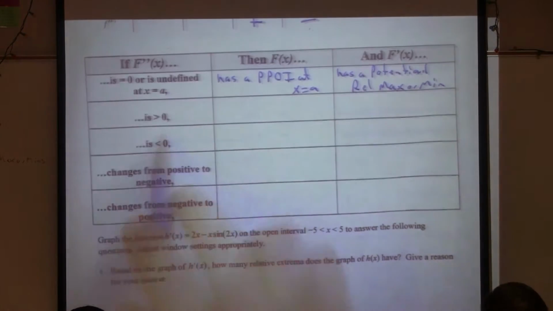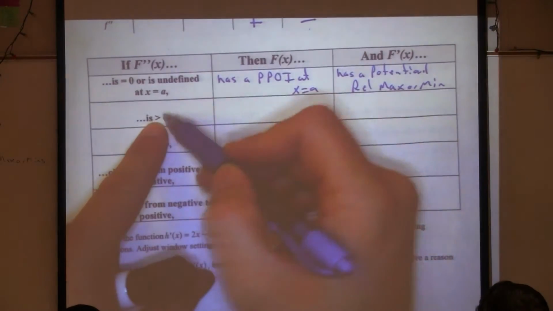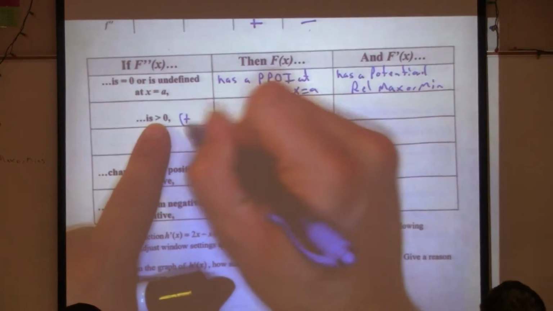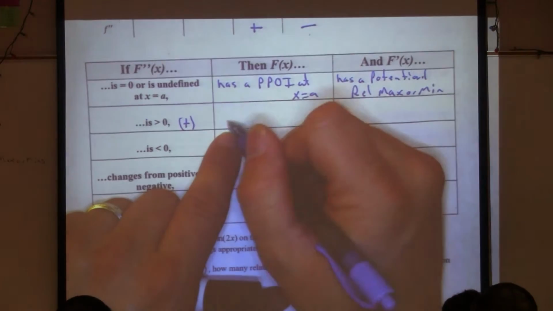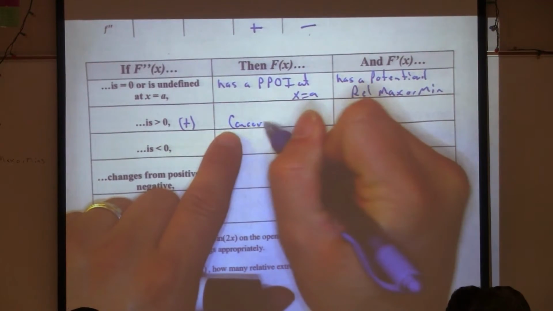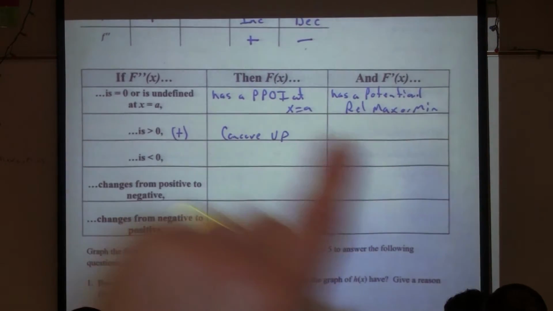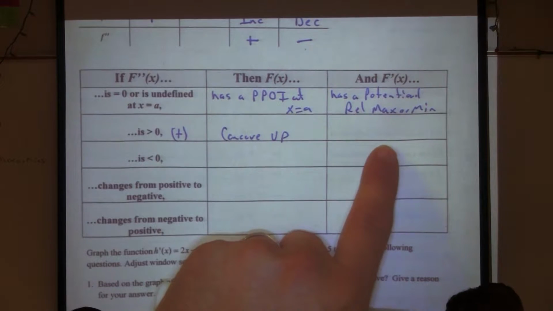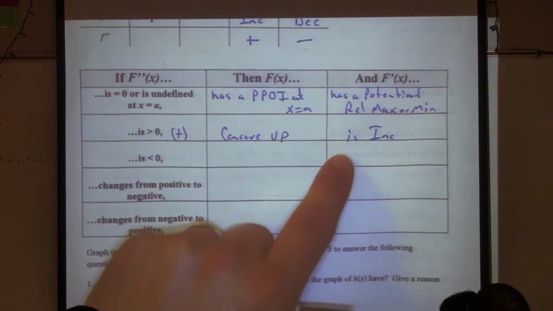If the second derivative is greater than 0, that means that it's what? It's positive. That means that the original function is what? Concave up. So what would that mean about this guy, the first derivative? Is increasing. Beautiful.